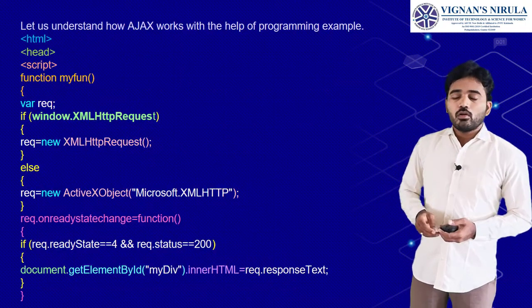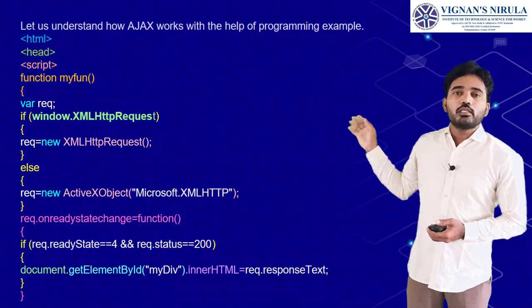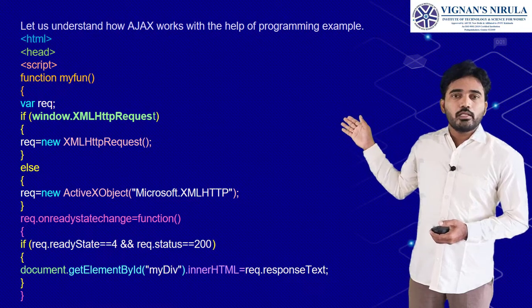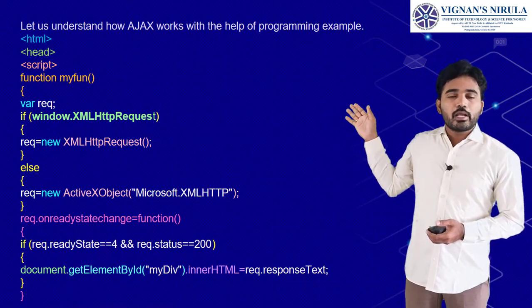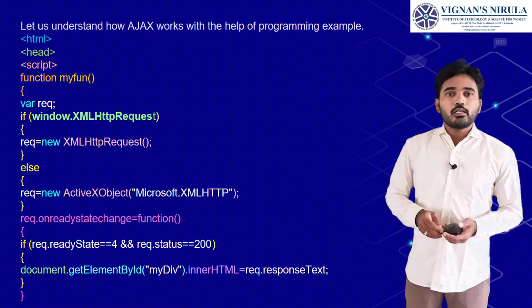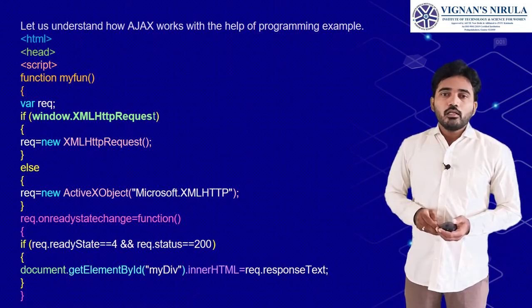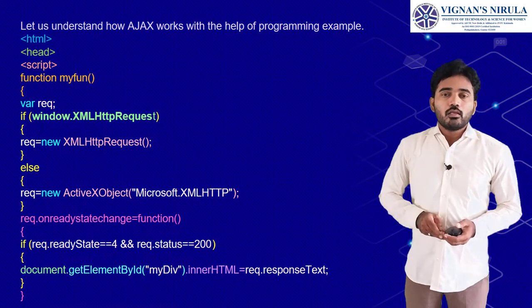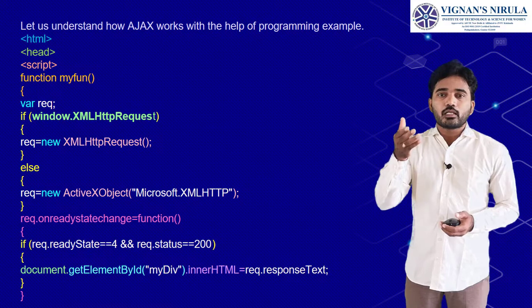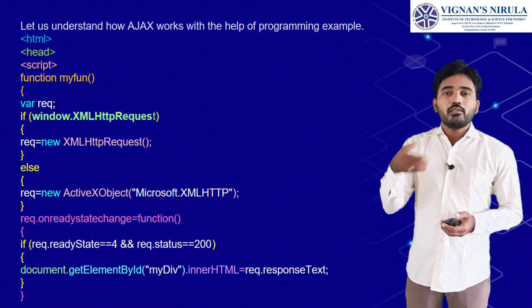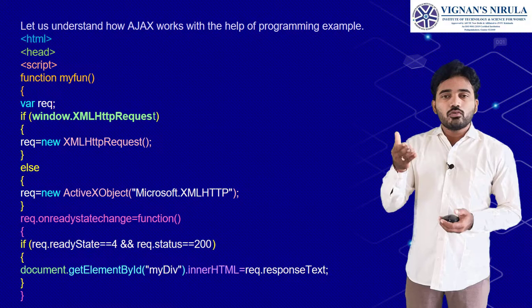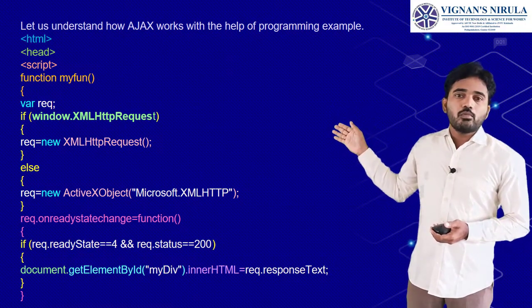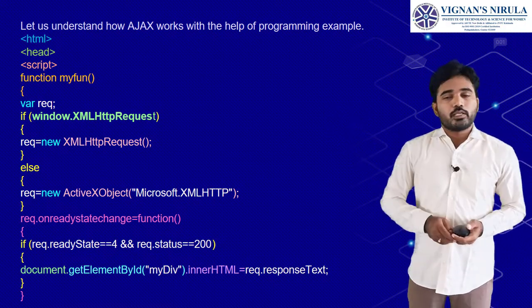Understood? So, now let us discuss the same by using an example here. See here, we have written a script, in that script we have written a function with a name that is myFunction. First we have created a variable that is req, and you are verifying if window.XMLHttpRequest exists. It means if the window contains XML HTTP request, it has compatibility, then you are making your request variable a new XML HTTP request object. Else you are making your request variable a new Microsoft ActiveX object.